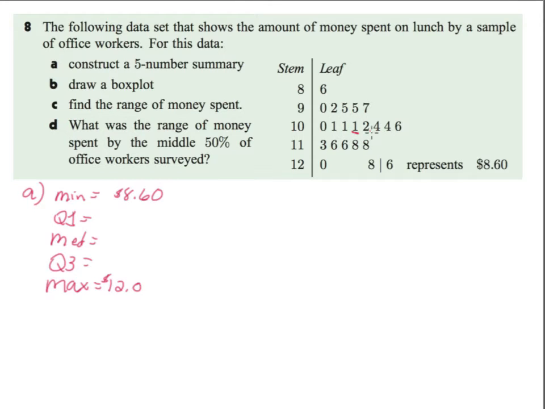Our median is the number in the middle. There's two numbers in the middle, so I need to add them and divide by 2. And that gives me 11. No, that is wrong. That gives me 10 point... That gives me $10.15.